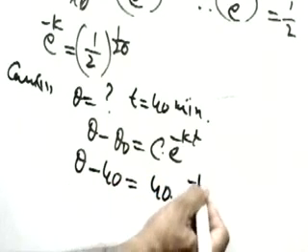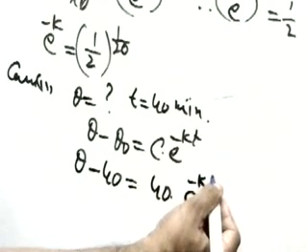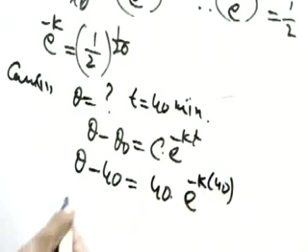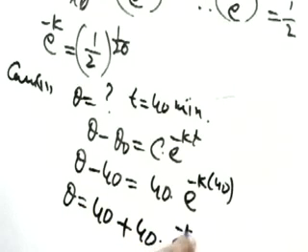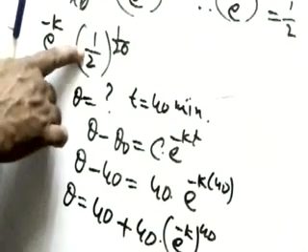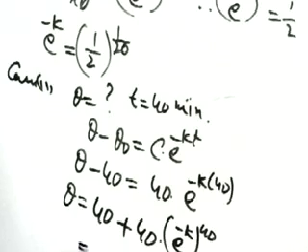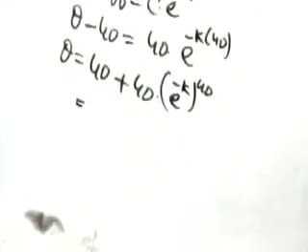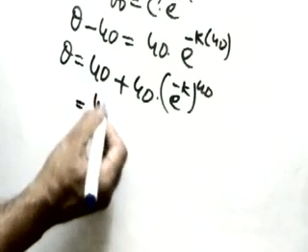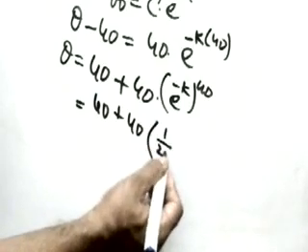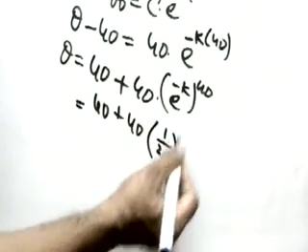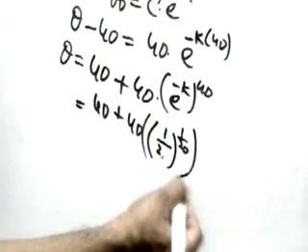We got the value of C as 40, into e power minus k into t, where t is 40. So we can write theta equals, taking minus 40 to the other side, plus 40, plus 40 into e power minus k whole power 40. Just now we got e power minus k as 1 by 2 power 1 by 20. Let me substitute this e power minus k here. So 40 plus 40 into 1 by 2 power 1 by 20.